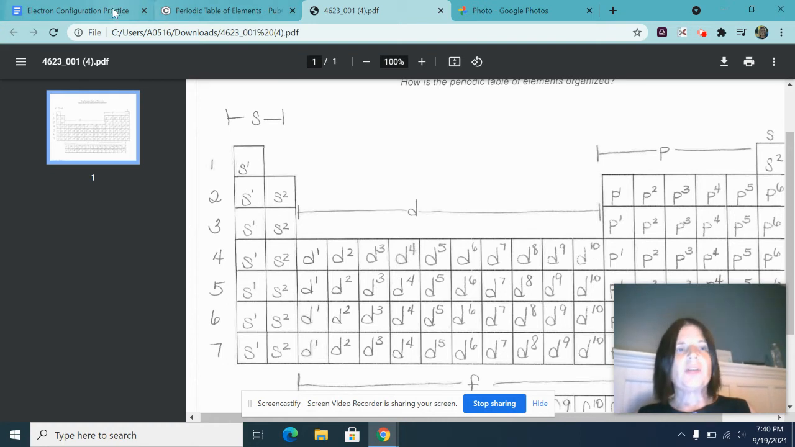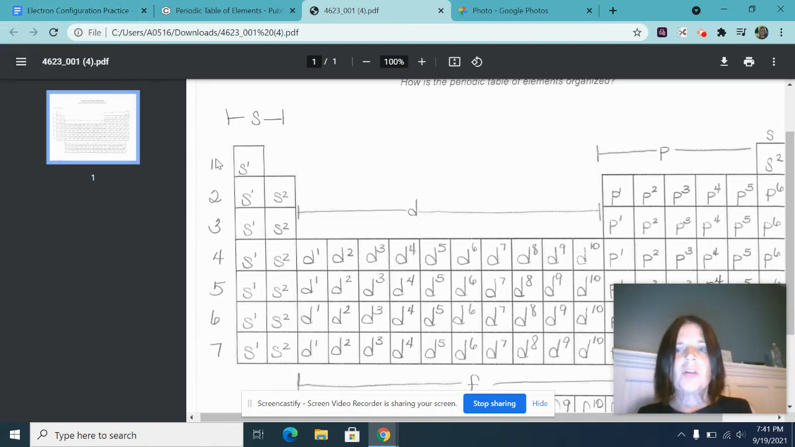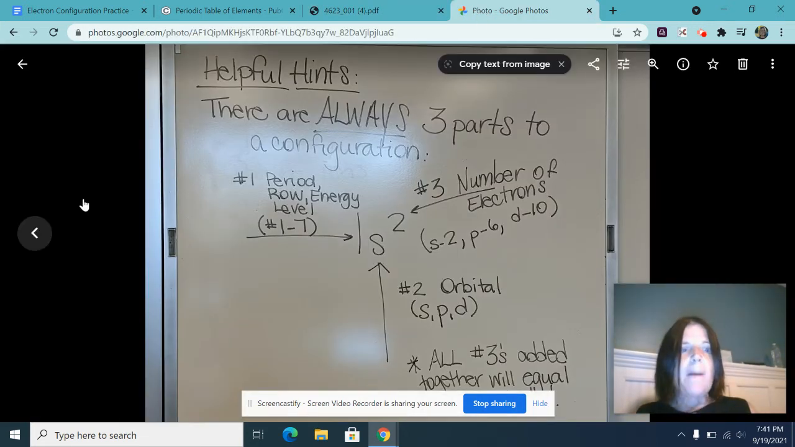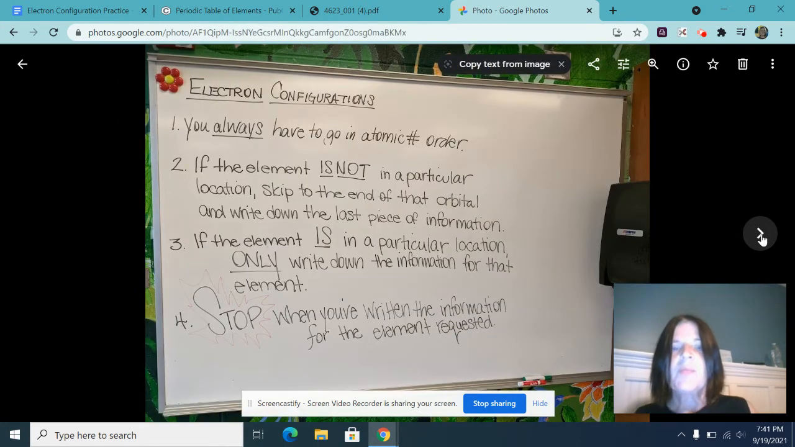All right, so back to our practice. We are looking at chlorine, and we are starting at the top of the periodic table. So when we start, we look at the first energy level, which is basically where hydrogen and helium would be. So in neither place do we find chlorine, right? Which is exactly what Rule 2 tells us. So Rule 2 basically tells us that if the element is not in a particular location or orbital, we're going to skip to the end of that orbital and write down the last piece of information.